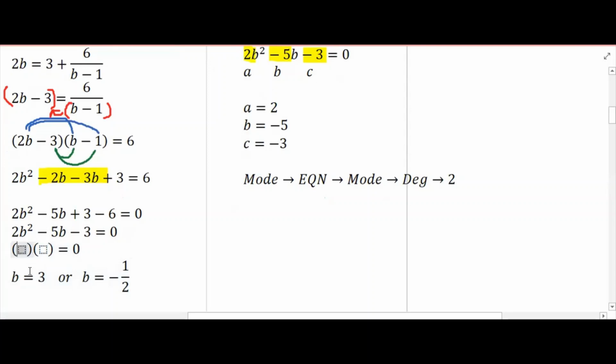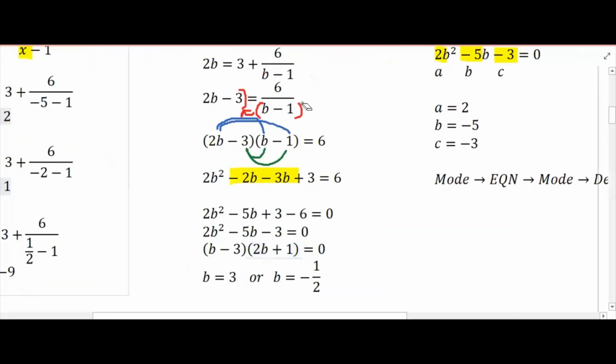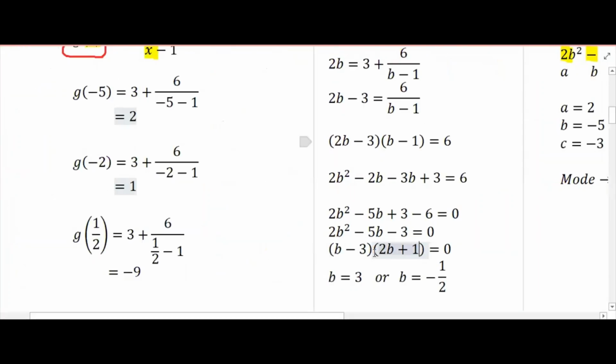How to show it? B equals 3, so B minus 3. And then this one, B equals negative 1/2. The 2 goes up, so it becomes 2B, negative 1 becomes positive 1. Finish. So I get my B answer already. This is my working. Maybe it is a little bit difficult. Let's do the next example first.